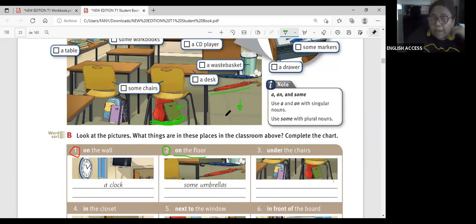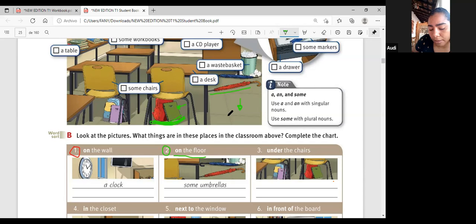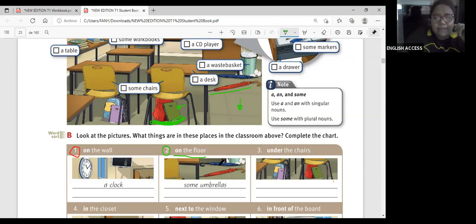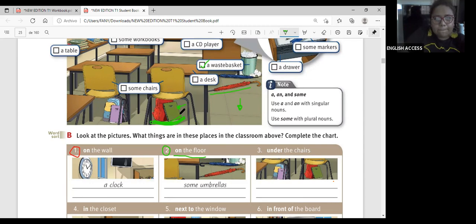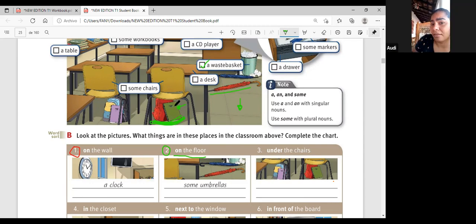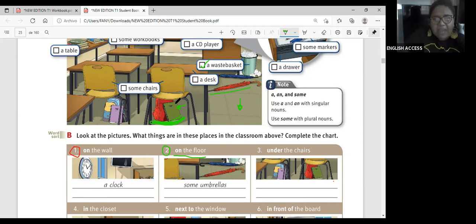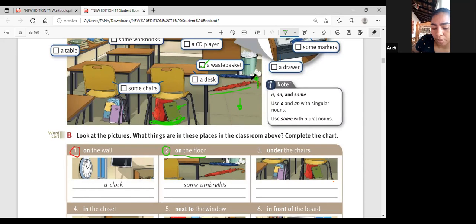Table. What else? Was the basket? A waste basket, yes. Waste basket. Yeah. What about this? A desk? A desk, maybe, yes. Maybe the trash. This one? Trash. This is the trash.